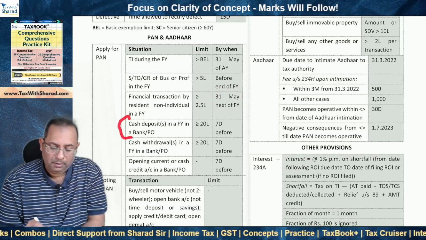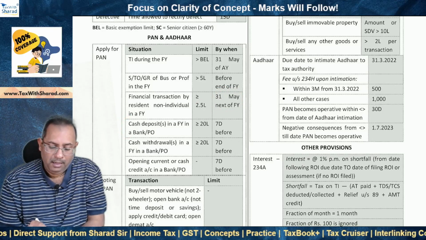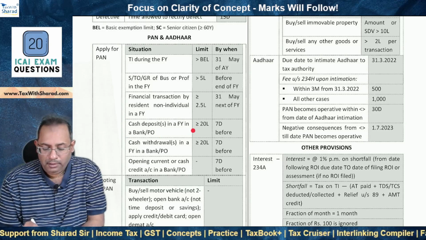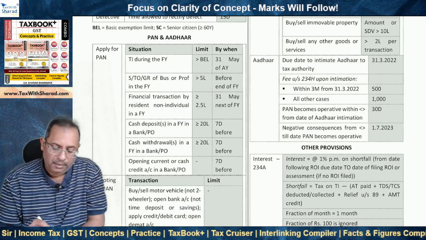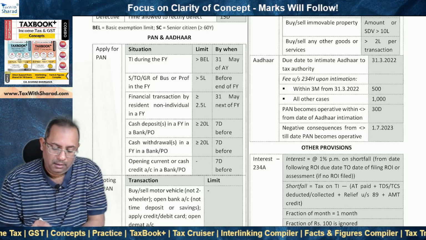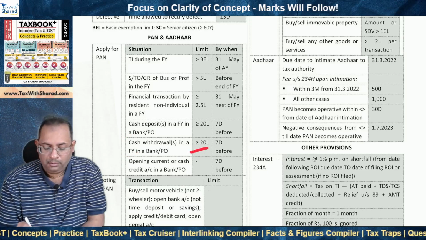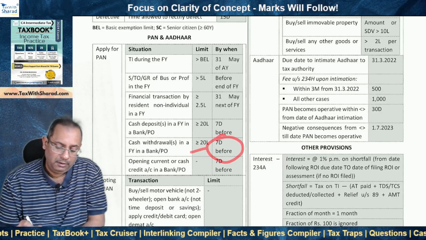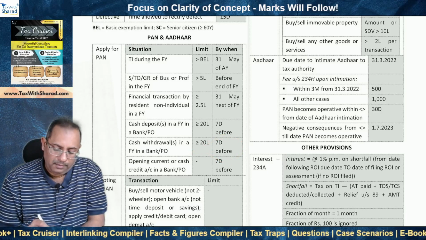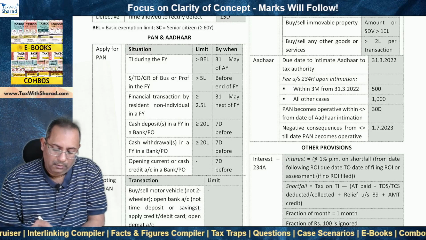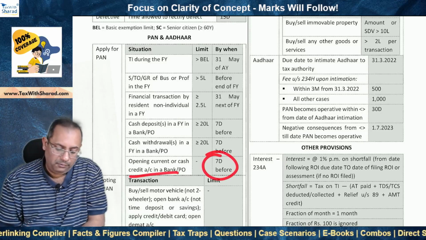In case of cash deposit or deposits in a financial year in a bank or post office, if that is 20 lakh or more, then apply within 7 days before. In case of cash withdrawal or withdrawals in a financial year in a bank or post office, if that is 20 lakh or more, apply within 7 days before. In case of opening current account or cash credit account in a bank or post office, apply 7 days before.